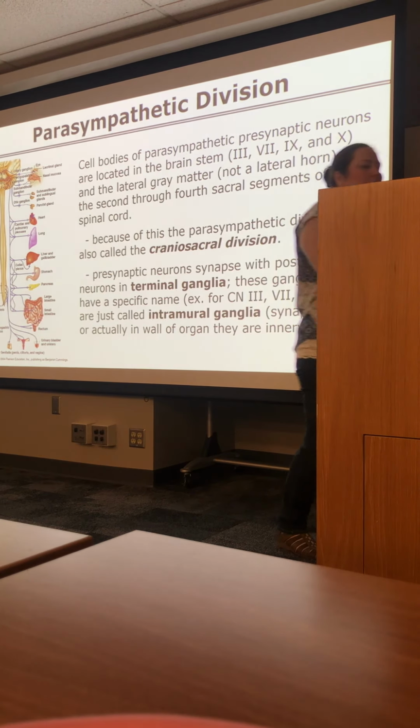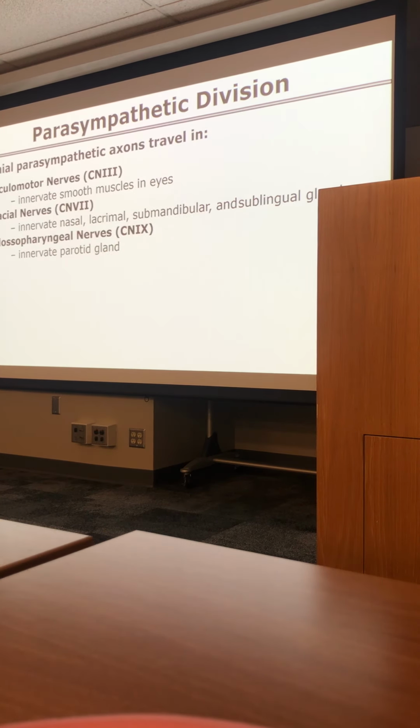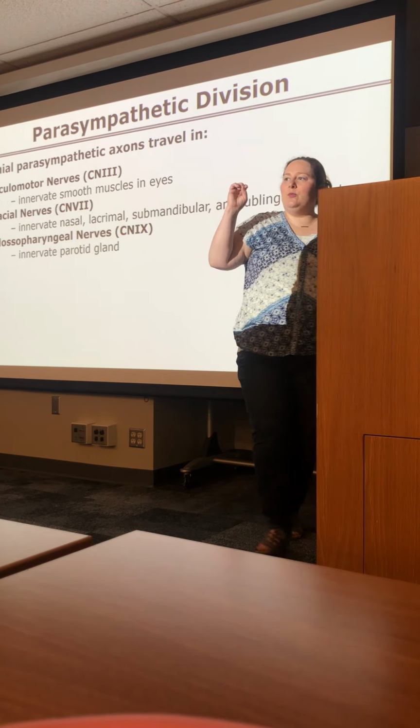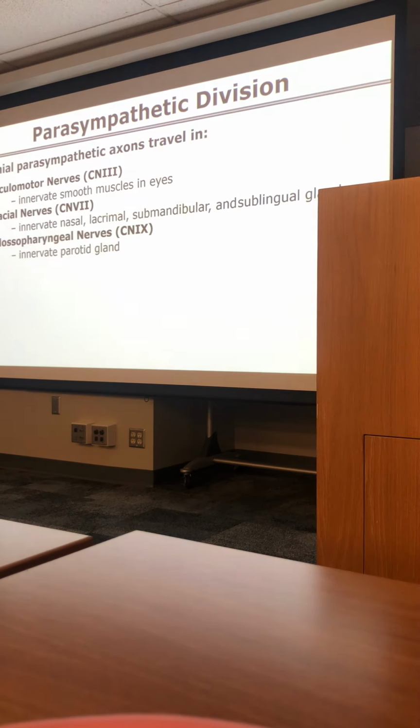Where's that second neuron going? Where's that parasympathetic information going? Well, it goes to all of that smooth muscle in the eyes. So it's changing the size of the pupil. It's accommodating the lens for close vision.